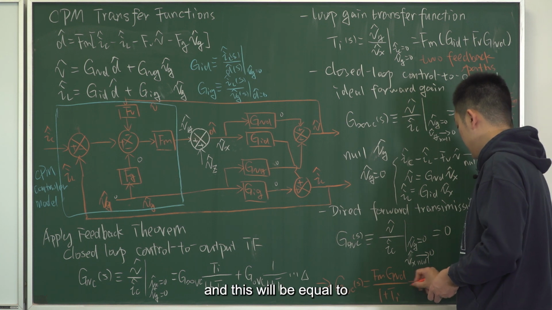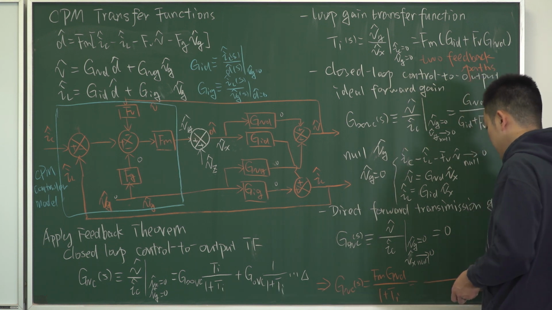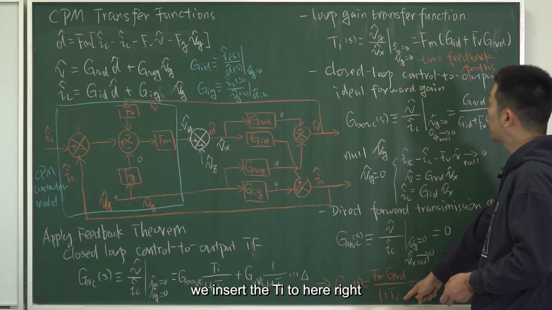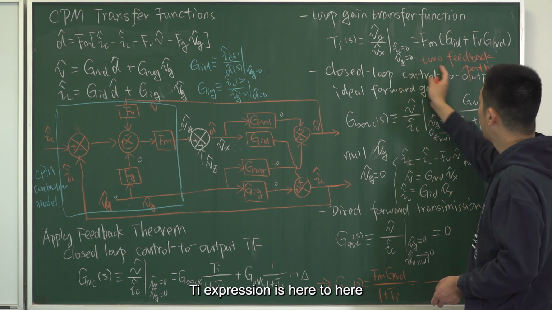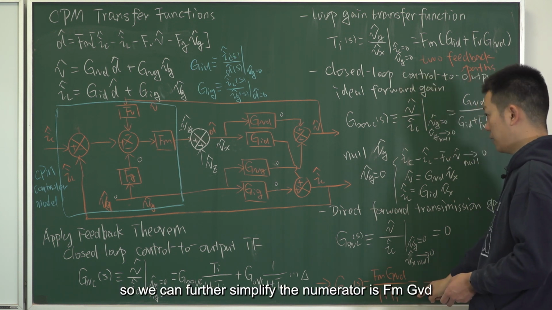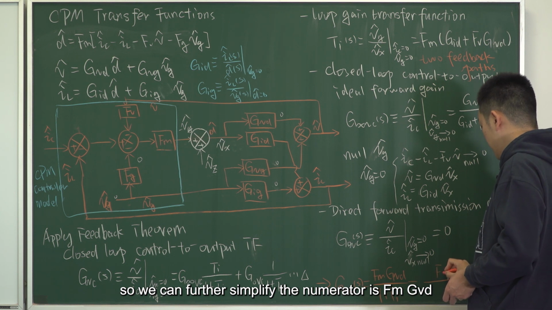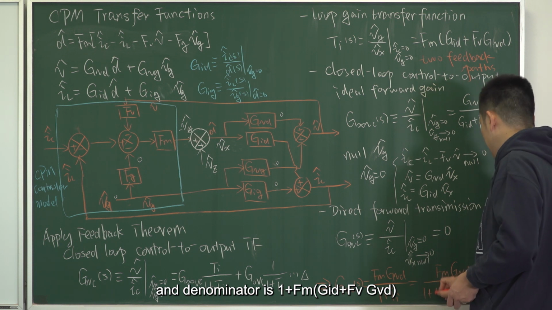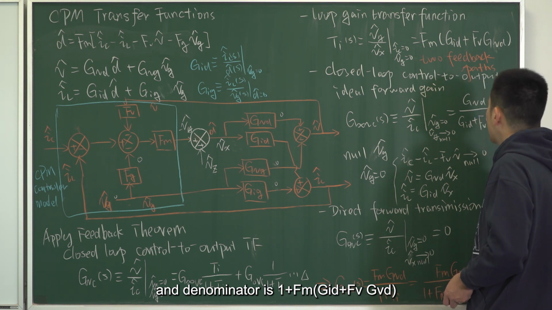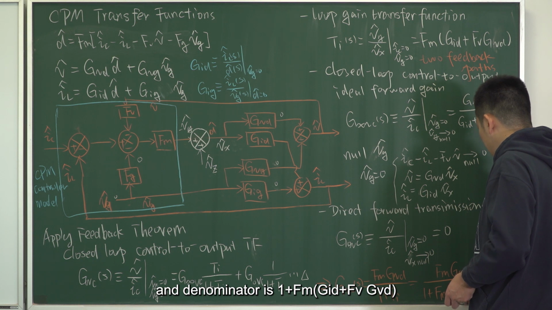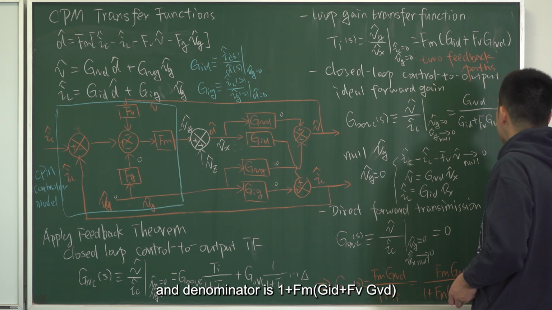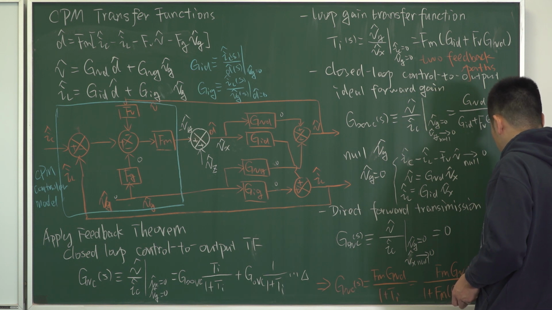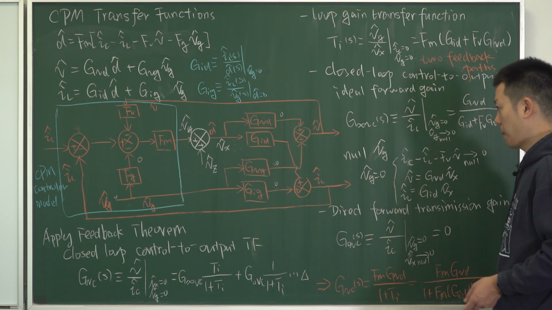And this will be equal to, we insert the Ti expression here, to here. So we can further simplify. The numerator is Fm GVD, and denominator is 1 plus Fm GID plus Fv GVD. Okay.